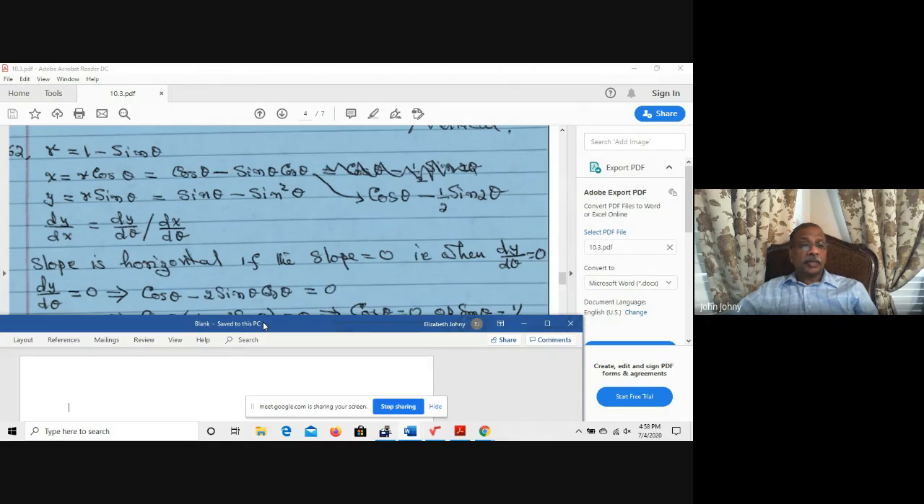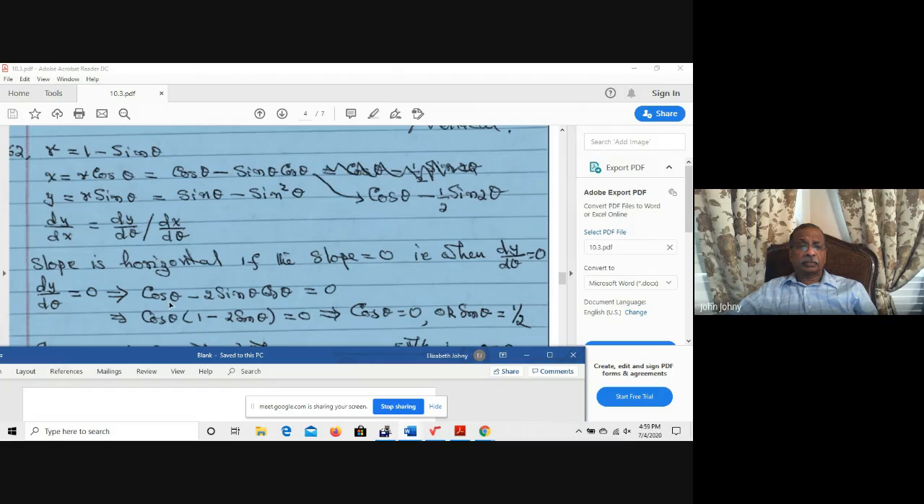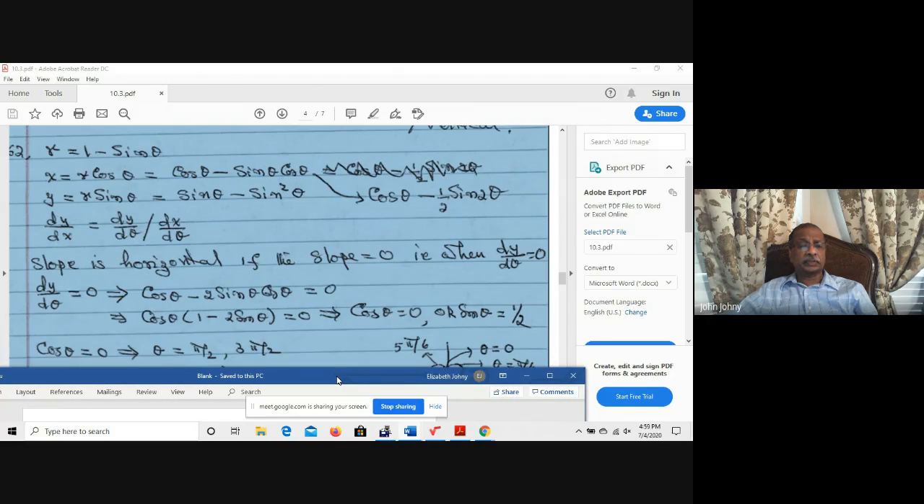So dy over d theta is 0. Here is your y. y is sine theta minus sine square theta. So dy over d theta is the derivative of sine theta, that is cos theta, minus 2 sine theta cos theta, is equal to 0. You pull out cos theta, so cos theta times 1 minus 2 sine theta is equal to 0. That is cos theta is equal to 0 or sine theta is equal to 1 half. Cos theta is equal to 0 implies theta is equal to pi over 2 or 3 pi over 2.